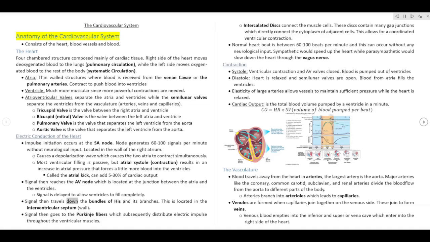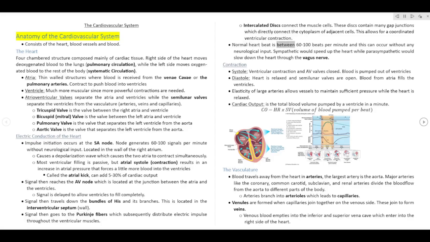The signal then travels down the bundle of His and its branches. This is located in the interventricular septum, or wall. The signal then goes to the Purkinje fibers, which subsequently distribute the electric impulse throughout the ventricular muscles. Intercalated discs connect the muscle cells. These discs contain many gap junctions which directly connect the cytoplasm of adjacent cells. This allows for a coordinated ventricular contraction.